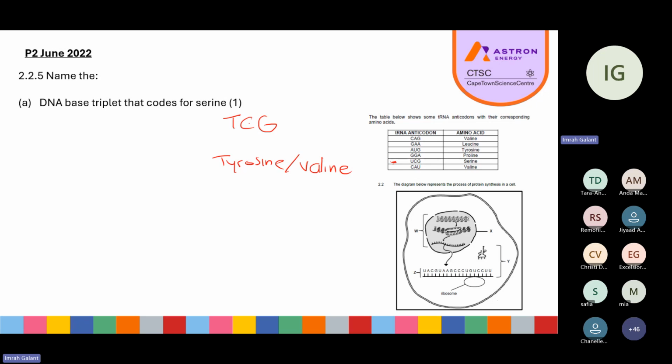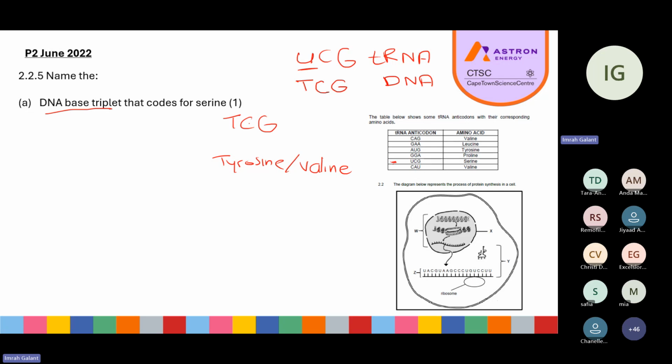So you have your anticodon, which is UCG, and that is tRNA, right? They're asking us to change it to the DNA base triplet. So we need to change it to DNA. The only difference, or one of the differences, between the RNA or tRNA and DNA is the uracil. So all you simply do is change uracil to thymine, and there you go. That's how you get your DNA base triplet that codes for serine. Basically, you're replacing the RNA base with its DNA counterpart.